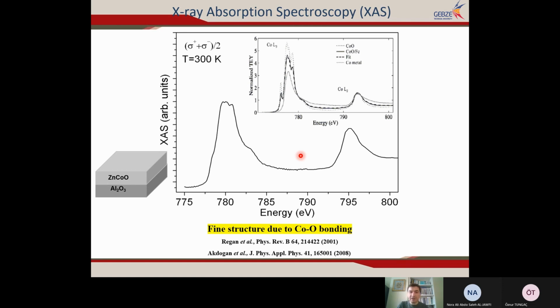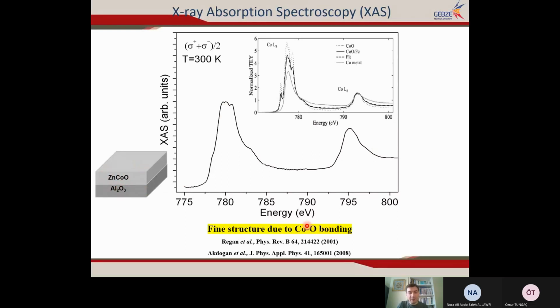Then what do you see here? I have fine structure here, multiple structure here. So this is not the behavior of the pure metallic cobalt. This is the behavior of the oxidized cobalt. Then I can tell you that this cobalt is located within the zinc oxide lattice, sits on the zinc site in the lattice, and makes bonding with oxygen. So just by this experiment, I can tell you.